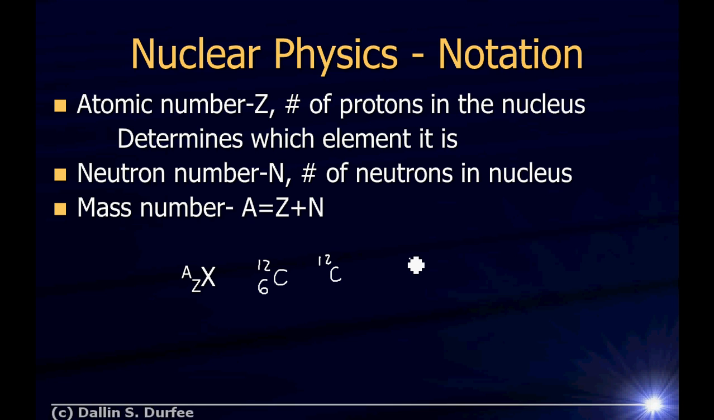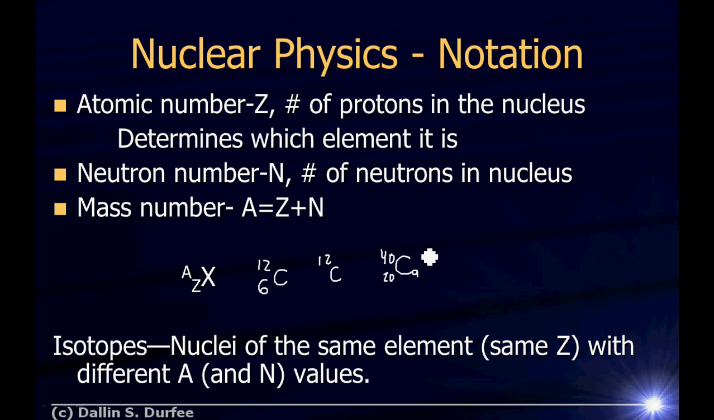Or I could have calcium-40, which has 40 nucleons in the nucleus, the sum of the protons and the neutrons. I could write a 20 here to tell me that there are 20 protons, but as soon as I say calcium, you know it's got to be 20. You look up the atomic table and see that calcium has 20 protons. It has an atomic number of 20.